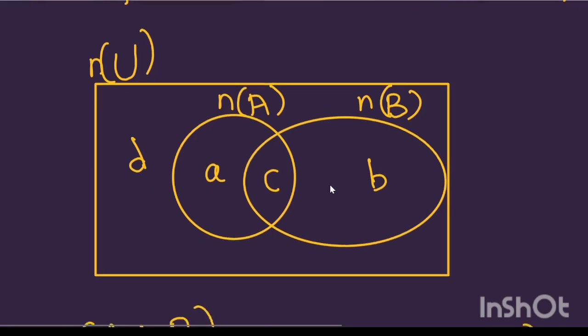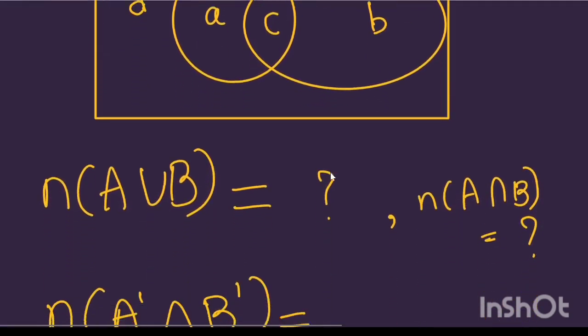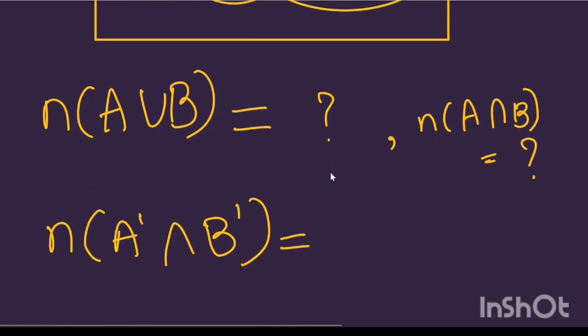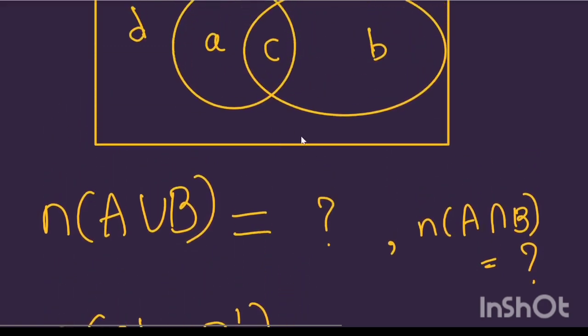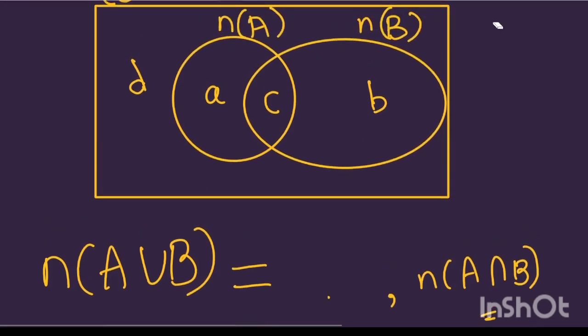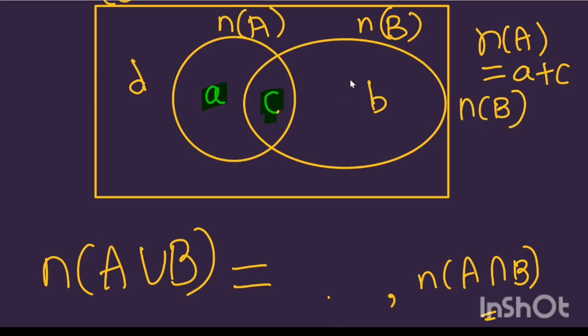So what is the relation between union, intersection, NA dash intersection B dash, and so on? As you can see here, if I ask you what is N of A union B and A intersection B from the figure, and what is the value of NA and NB? NA is the sum of only A and A intersection B, which is A plus C. Similarly, NB would be the sum of only B and C, which is B plus C.